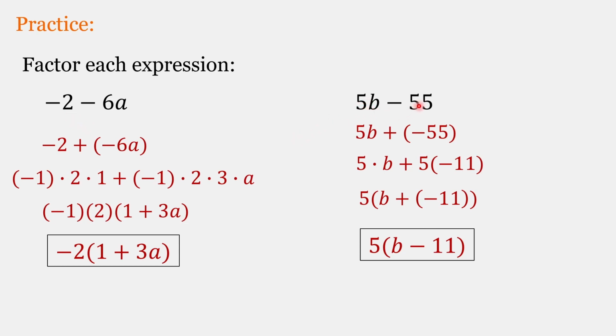Finally, we have 5b minus 55. Once again, converting subtraction to addition first. The greatest common factor is 5, and we're left with 5 times the quantity b minus 11.